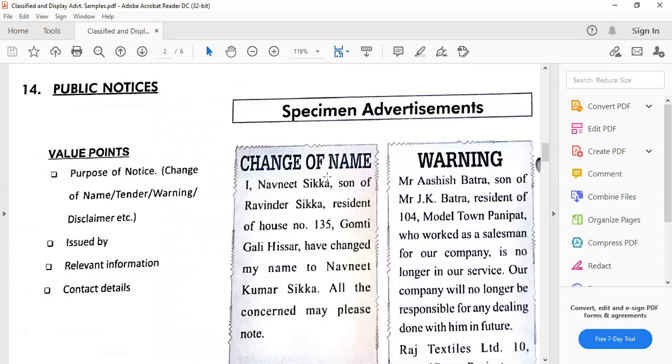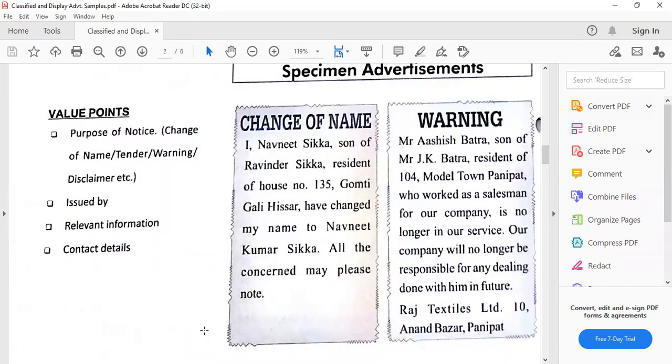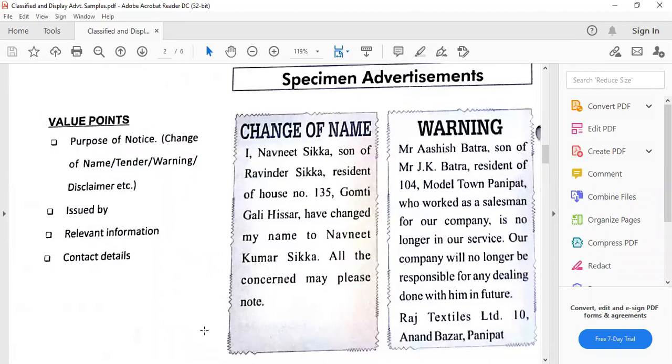You can see the sample: change of name. This is given on the personal level. I, Navneet Sikka, son of Ravinder Sikka, resident of house number 135, Gomti Gali, Hisar, have changed my name to Navneet Kumar Sikka. All the concerned may please note. कि आपको अगर अपने नाम में भी कोई चेंजेस करनी है, तो in this way you can give the notice. You can mention your contact number also at the end, because for all documents you need to make the corrections, and in the government offices or in any particular offices, they need the documents.